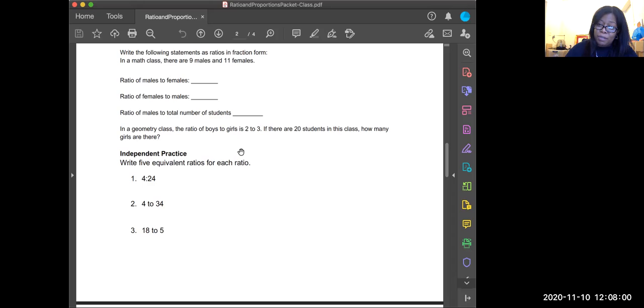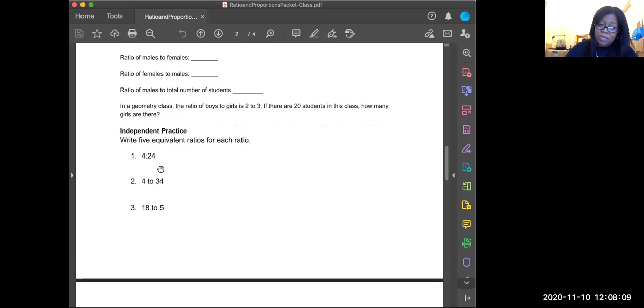Now, this one might be a little bit difficult, but I want to challenge your mind and see if you have an idea of how to figure it out. If you don't, no problem, we'll come back and work through it. And then this one is writing 5 equivalent ratios for each ratio. So this is kind of what we were just working on. You can reduce if it's able to be reduced, or you can multiply, you can draw pictures. But actually, I think I'm going to have you hold off on this part unless you want to try it. And then we can come back and work through this together. Okay.